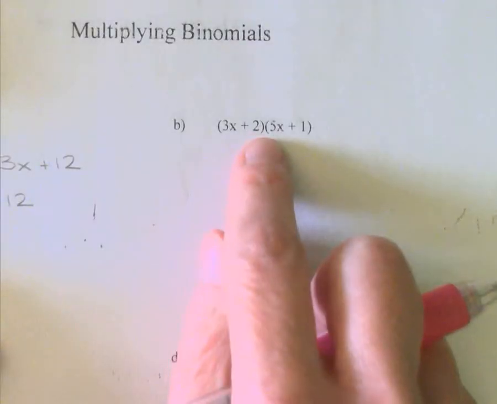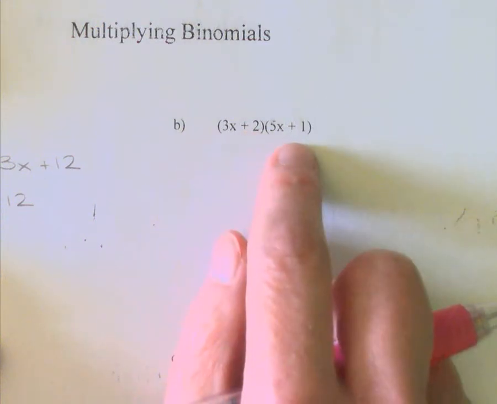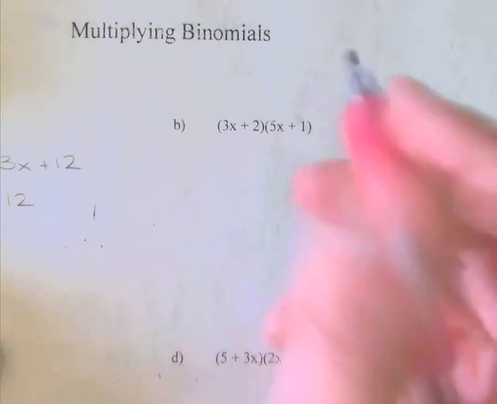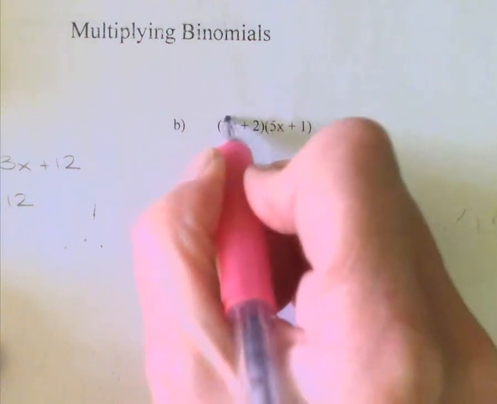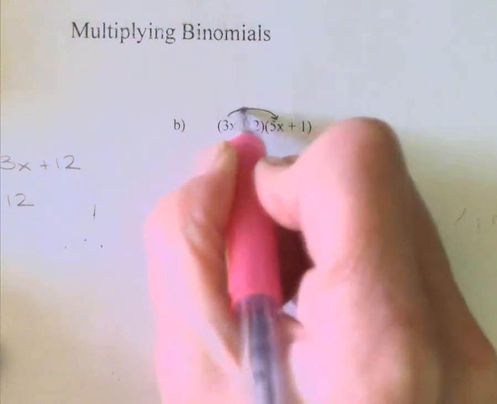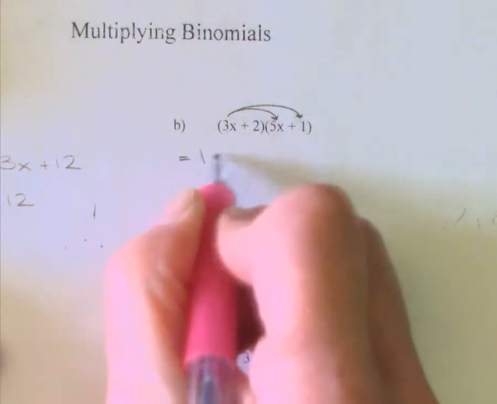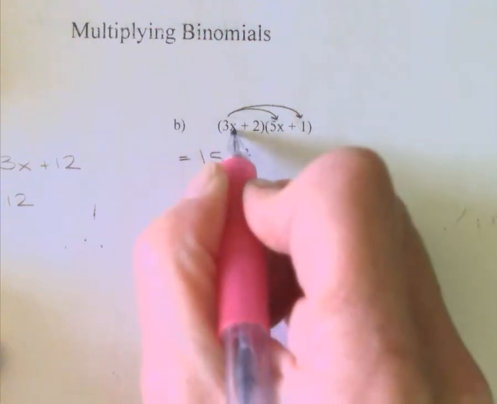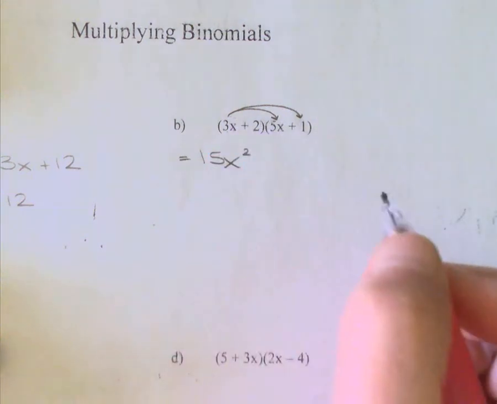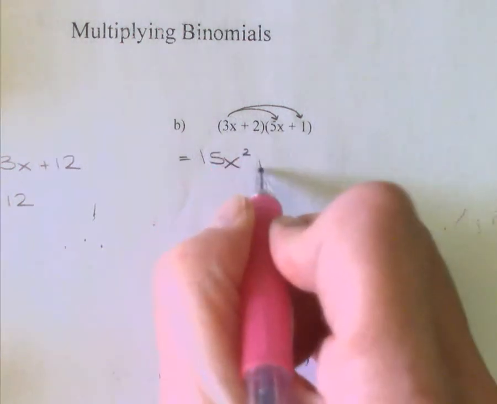Let's try a few more. So again, there's no plus or minus between the brackets, so it means I want to multiply everything in this bracket with everything in this bracket. So I'm going to start with the first term, and I'm going to multiply the 3x with everything in the second bracket. So I'm going to do 3x times 5x and 3x times 1. So 3x times 5x is 15x squared. 3 times 5 is 15, and x times x, we add the exponents, we get x squared. Now I want to do 3x times 1, gives me 3x.